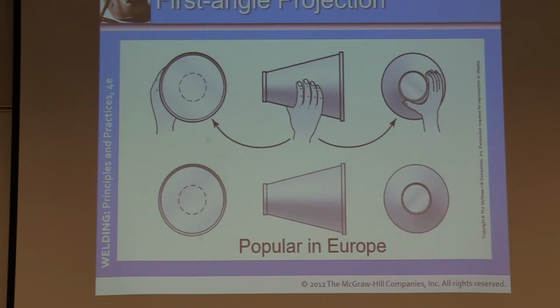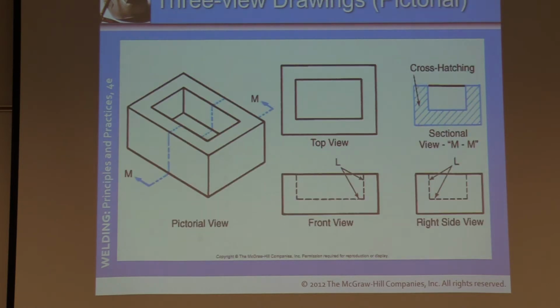First angle projection, 3-view drawing. So here's a pictorial view. This is basically an isometric view. You can see it pictorial, like if you were taking a picture. The top, solid object lines.